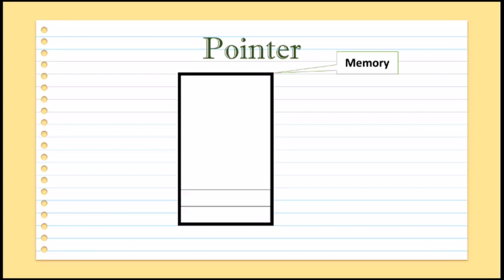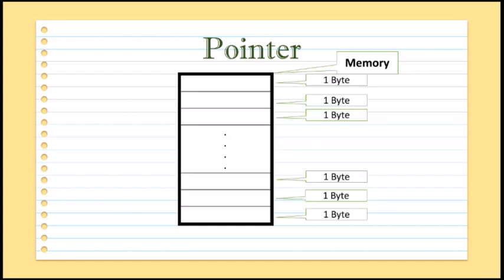Again, this memory is divided into number of cells called memory locations. As shown in the figure, memory contains number of memory locations. Each memory location can hold only 1 byte of data. That is, each cell holds 1 byte of data. Each memory location is associated with address. That is, each location is assigned with address.